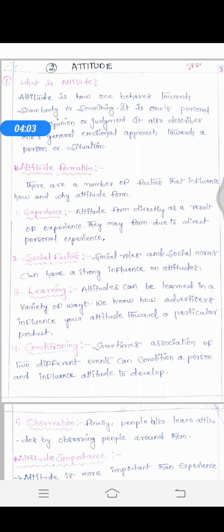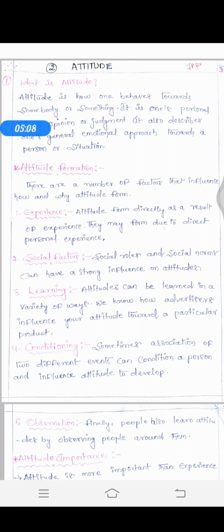Attitudes form directly as a result of experience. They may form due to direct personal experience, or they may result from observation. This is completely ourselves, by works, by attitude, by your behavior. You learn things. So experience is very, very important. The second one is social factors.